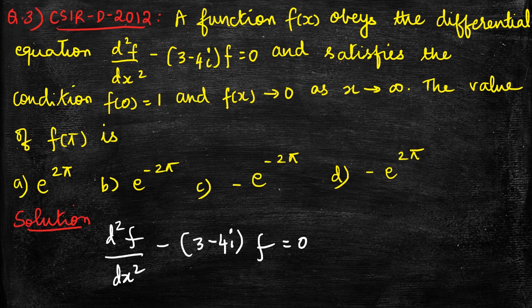You can write this differential equation as m squared minus 3 minus 4i equal to 0. Okay, I am writing the auxiliary equation over here.